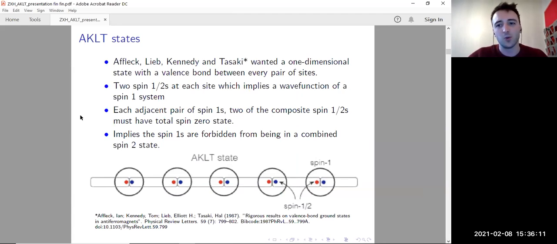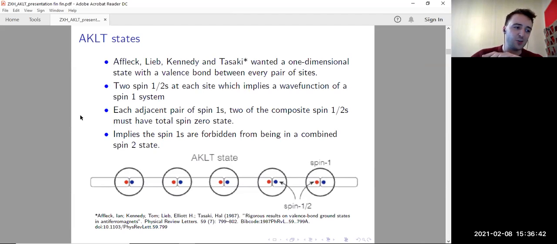With that in mind, we focus on AKLT states. So these were invented really by Affleck, Lieb, Kennedy, and Tasaki when they wanted a one-dimensional state with a valence bond between every pair of sites. You can also view that as a singlet between every pair of sites. And the way you view it is those singlets pair up, and together they get projected to a spin 1.